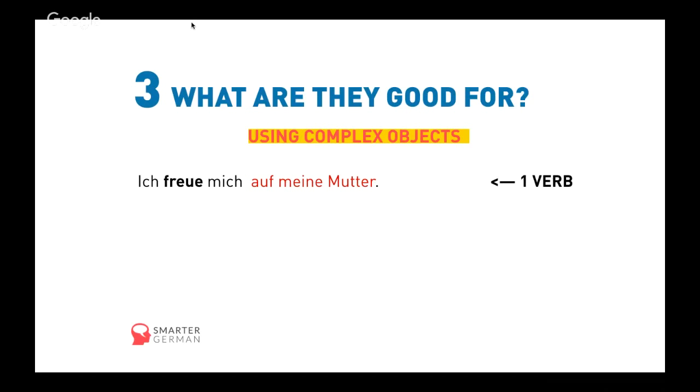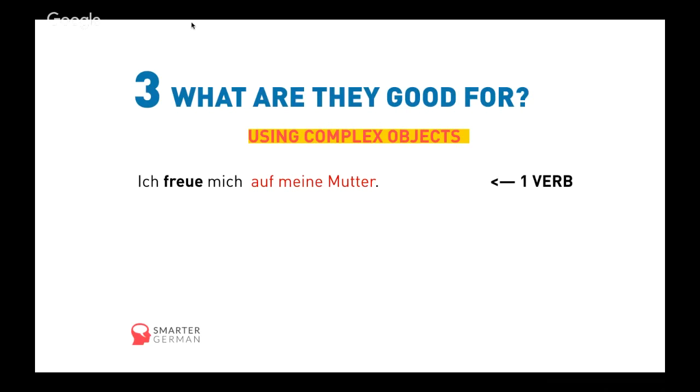You see there's one verb, freuen or sich freuen. Don't worry about the sich or mich here. It's looking forward to. And if you are just looking forward to your mother, it's a very simple object. There's no complexity here. You just need to remember that after ich freue mich, with auf you need the accusative, which we talk about in a couple of minutes and which is part of my A1 to B1 grammar course, in which I explain this in more detail.